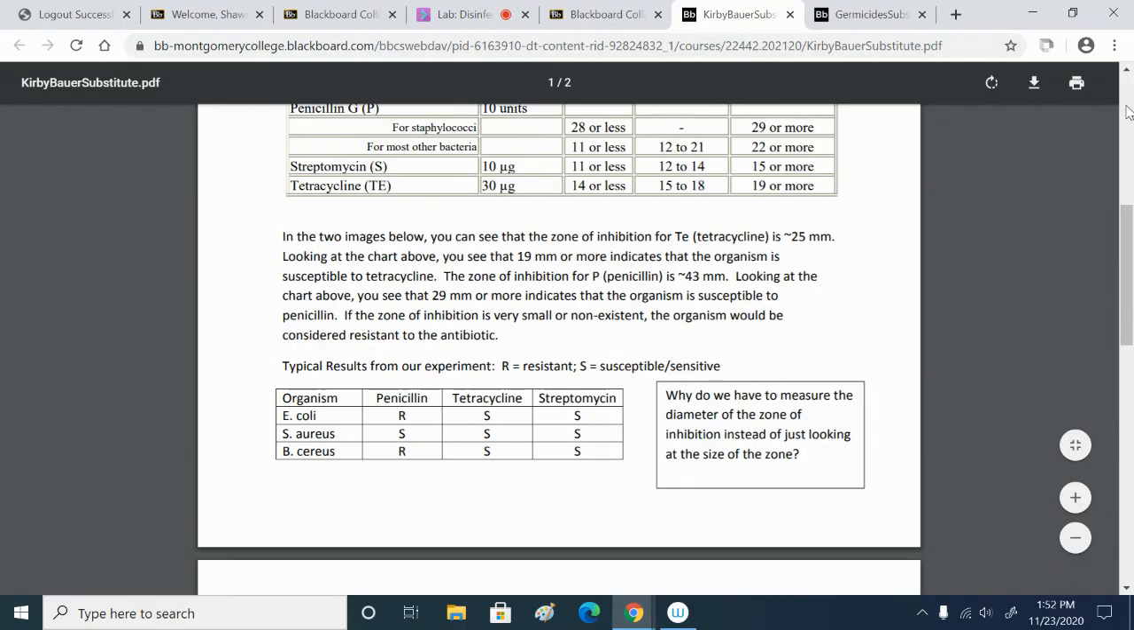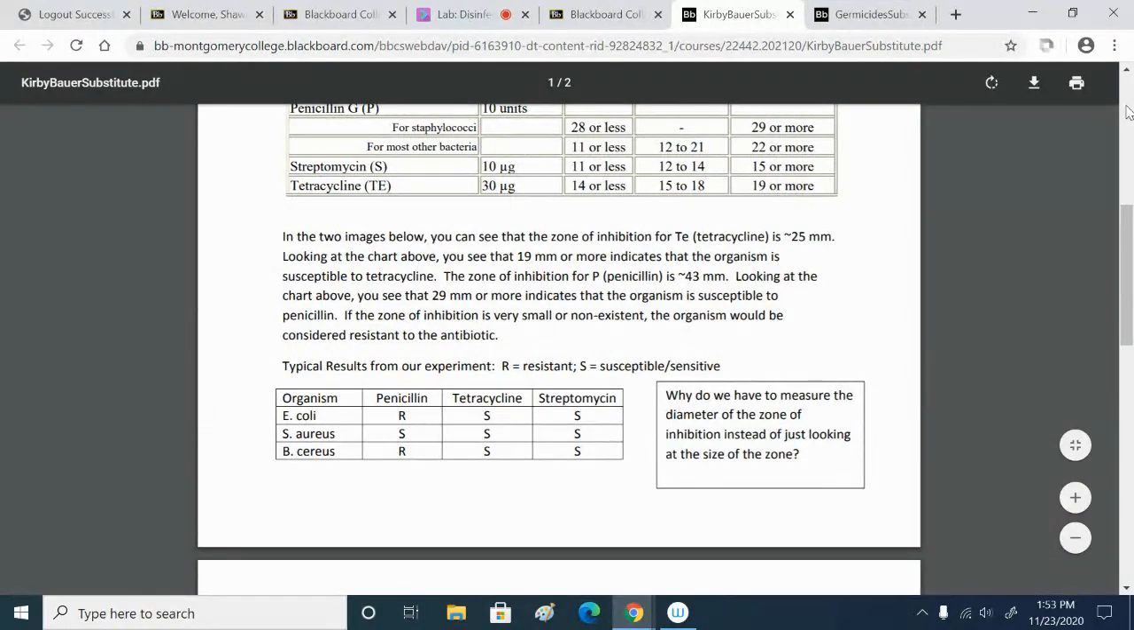Gram positives, and E. coli's gram negative. Right, so the gram positives, which have that thick layer of peptidoglycan, they're killed by penicillin. But gram negatives have very thin peptidoglycan, right? And all that membrane. So you already knew that E. coli was going to be resistant to penicillin. And then we see that it's sensitive to tetracycline and streptomycin.